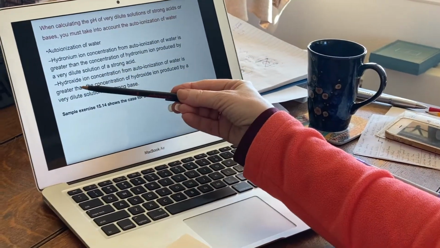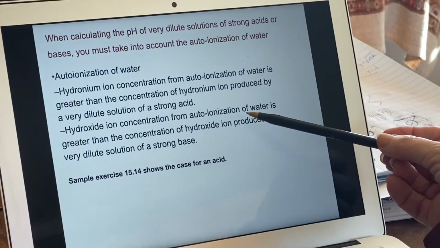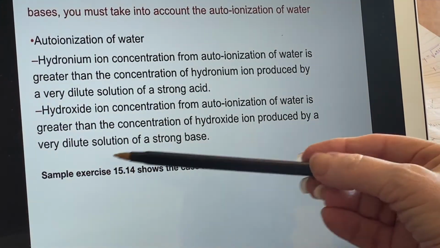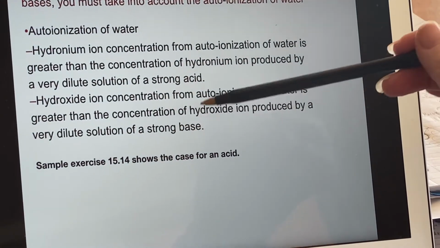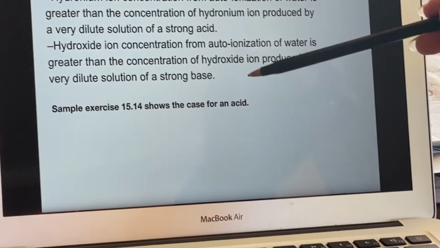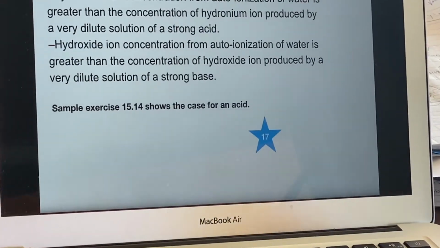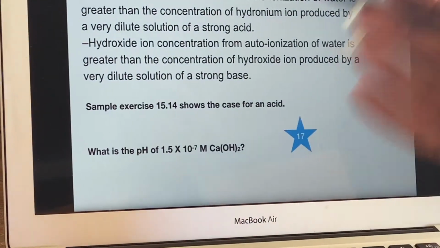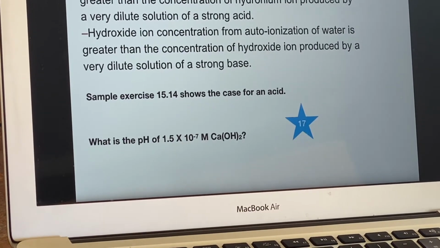The hydroxide ion concentration from the water itself ends up being more than from the very dilute solution of the base. There is a sample exercise which you should go look at that is doing the case for an acid. Okay? I will go ahead and do the one that is a base, because I'm just a glutton for punishment.